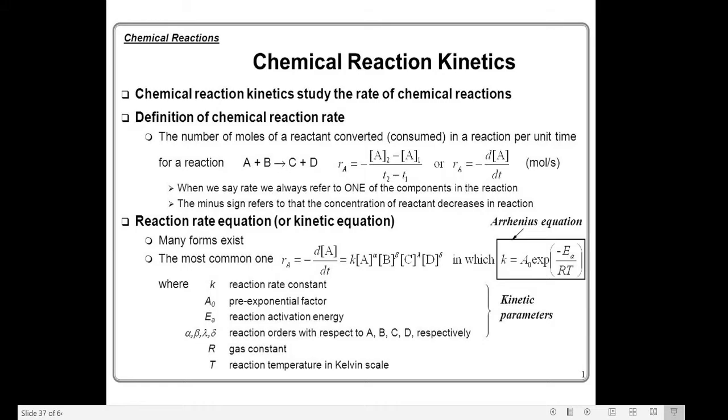To measure this kinetic reaction, we use the Arrhenius equation. This equation is K equals A naught exponential of minus EA divided by RT. They provided the symbols and asked what each is. What is A naught? It's the pre-exponential factor. What is EA? It's the reaction activation energy. What is K? It's the rate constant.